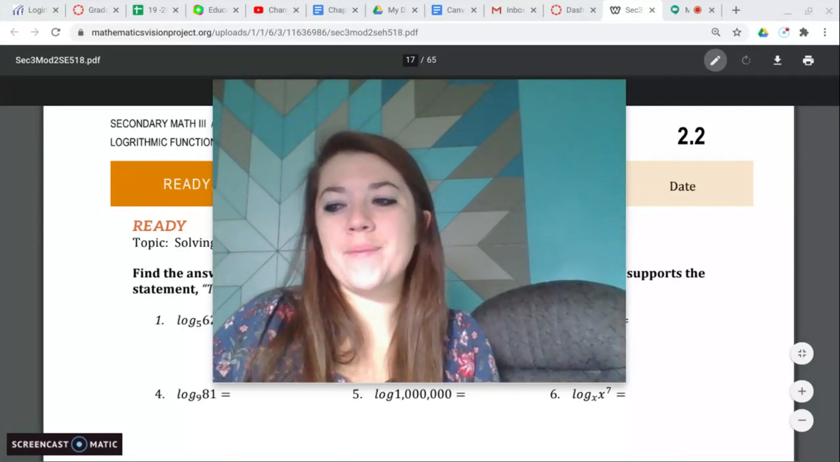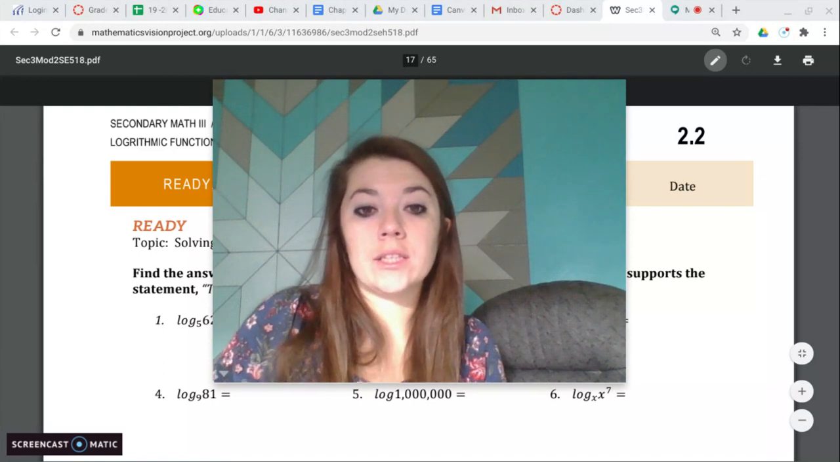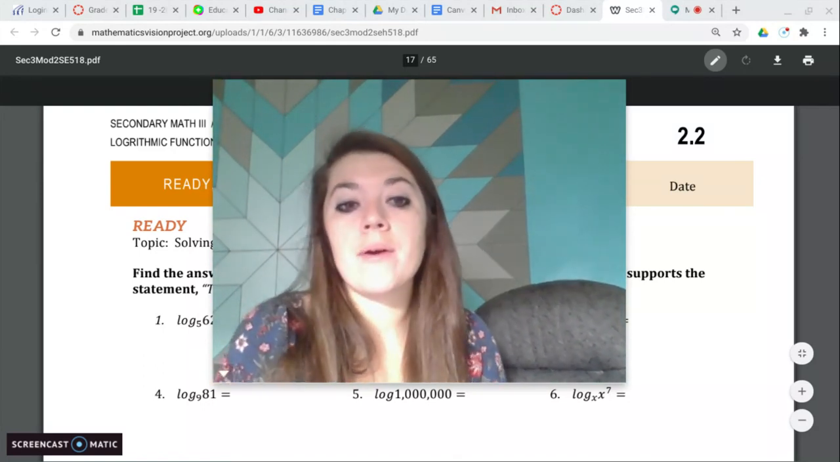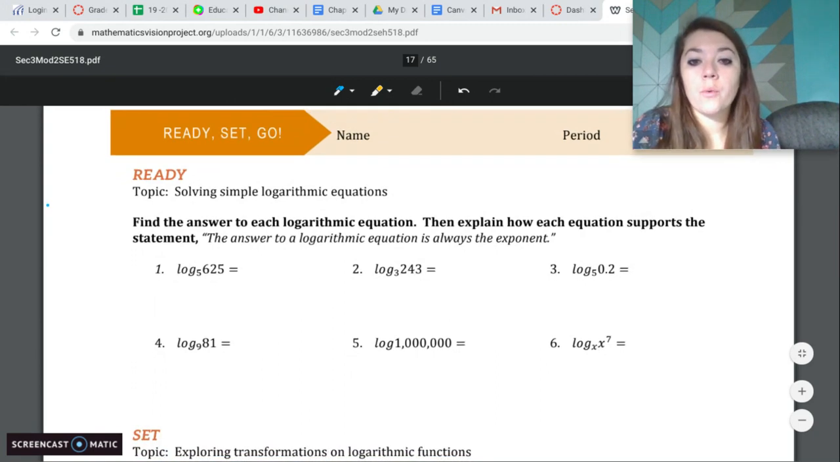Hey guys, welcome back. So we're looking at 2.2 today, falling off a log. Logs are a kind of mathematical function that we're going to be looking into a great deal here. So, solving simple logarithmic equations: find the answer to each logarithmic equation, and explain how each equation supports the statement.